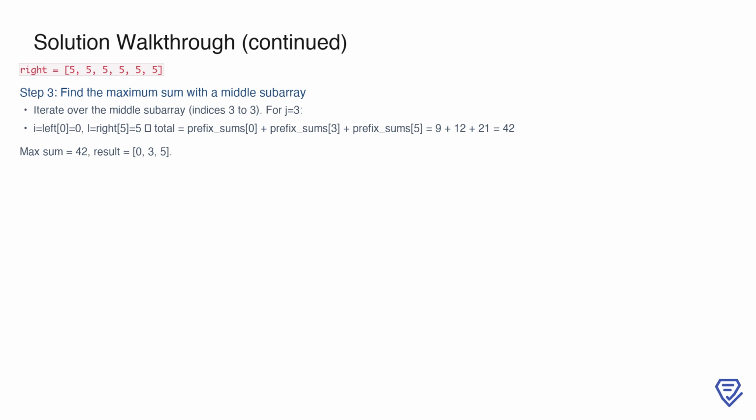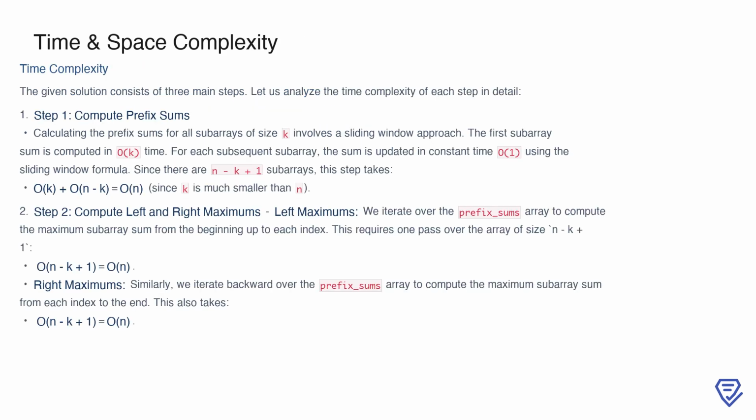The maximum sum is 42, and the result is the indices 0, 3, 5, which represent the starting positions of the three non-overlapping subarrays with the highest total sum. To understand the time complexity of this solution, let's break it down into three main steps.